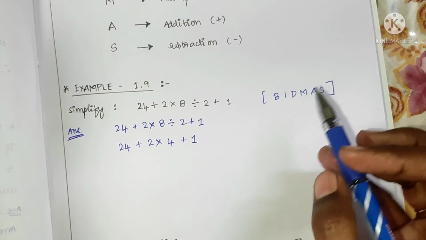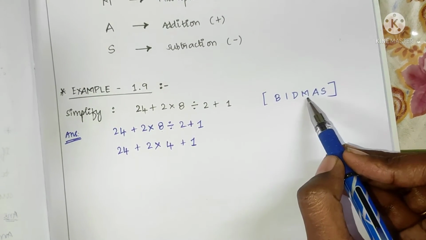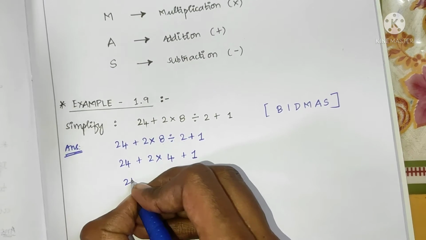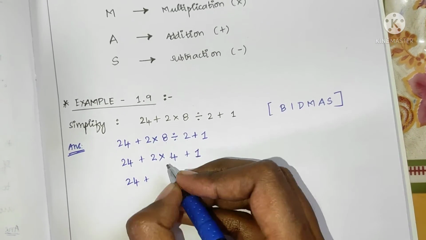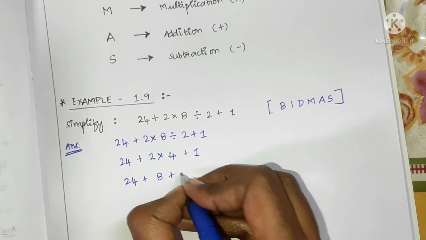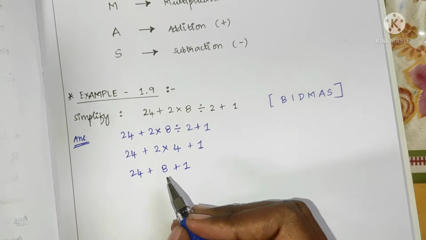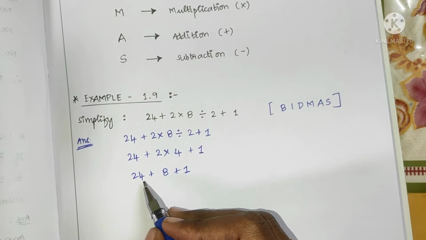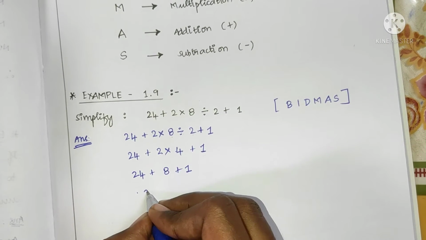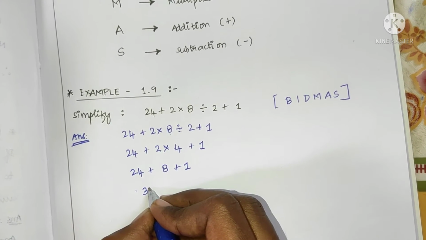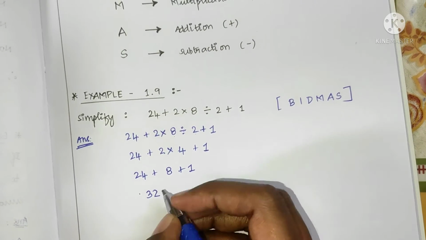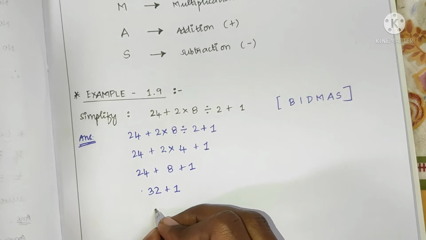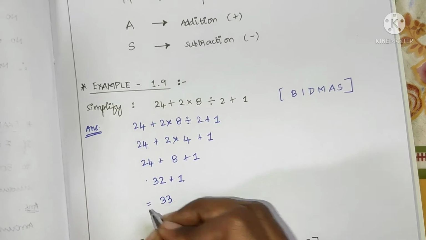After division, again we check which operation needs to be performed first. Now it is multiplication. So 2 × 4 is 8, and we get 24 + 8 + 1. Now we add: 24 + 8 is 32, plus 1. We got the final answer: 32 + 1 is 33.